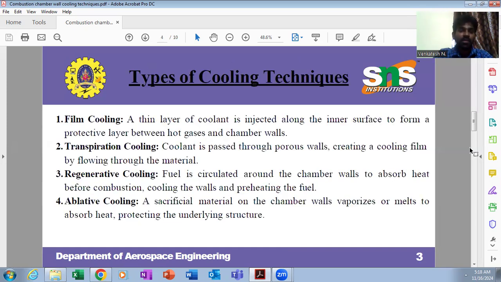Types of cooling techniques. In film cooling, a thin layer of coolant is injected along the inner surface to form a protective layer between hot gases and chamber walls. In transpiration cooling, the coolant is passed through porous walls, creating a cooling film by flowing through the material. In regenerative cooling, fuel is circulated around the chamber walls to absorb heat before combustion, cooling the walls and preheating the fuel. In ablative cooling, a sacrificial material on the chamber walls vaporizes or melts to absorb heat, protecting the underlying structure.